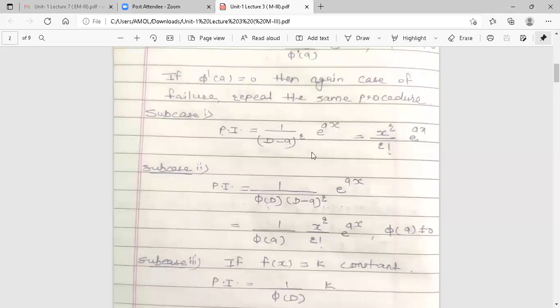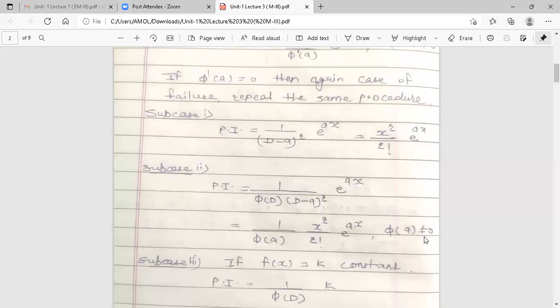So your PI will be 1 upon psi of a into x raised to r upon r factorial into e to the power ax, and the condition is that psi of a must be non-zero. After replacing D by a in psi of D, your denominator psi of a must be non-zero. That is the condition. If it is 0, then it is the case of failure, and you know how to find the PI.